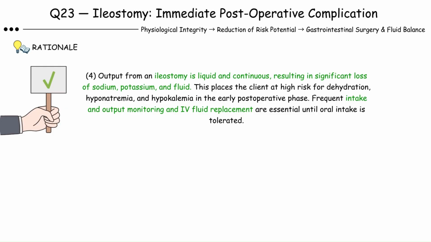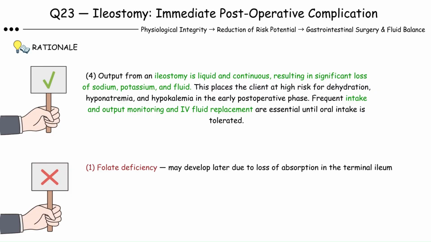That's why strict intake and output monitoring, lab monitoring, and IV fluid replacement are essential in the immediate postoperative phase. Now let's look at why the other choices are not immediate complications. Option 1, folate deficiency. This develops later due to the loss of absorption in the terminal ileum. Option 2, fat malabsorption. Also a long-term issue related to decreased bile salt recycling.